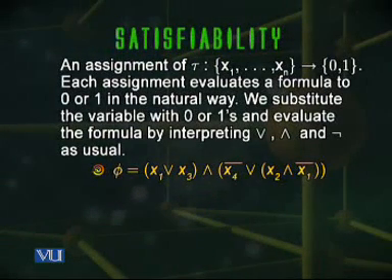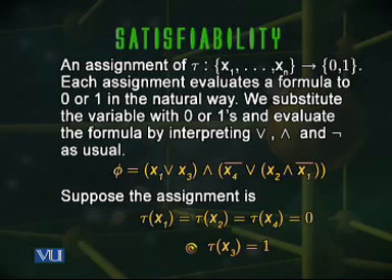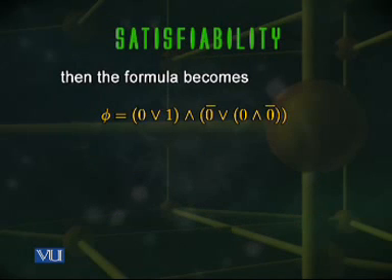Phi is the formula (x1 or x3) and (x4 bar or (x2 and x1 not)). Now suppose I take the assignment where x1, x2, x4 are 0 or false, and x3 is true. When I substitute these values for those variables in this formula, then the formula becomes (0 or 1) and (0 bar or (0 and 0 bar)). So when I assign these variables to this formula and evaluate it, I realize that the formula becomes 1 or true. So this particular assignment makes this formula true, and therefore I would say that this formula is satisfiable.